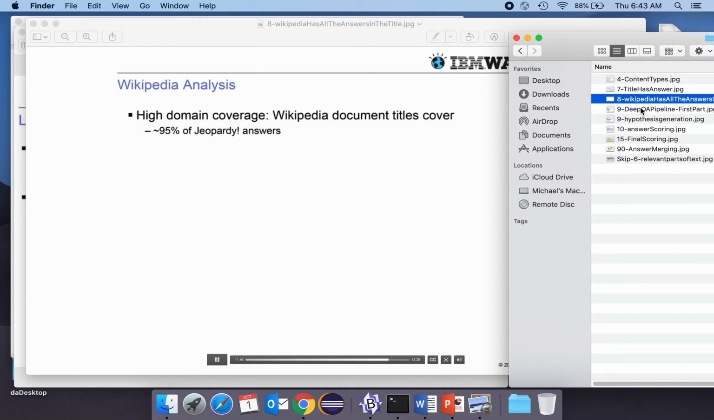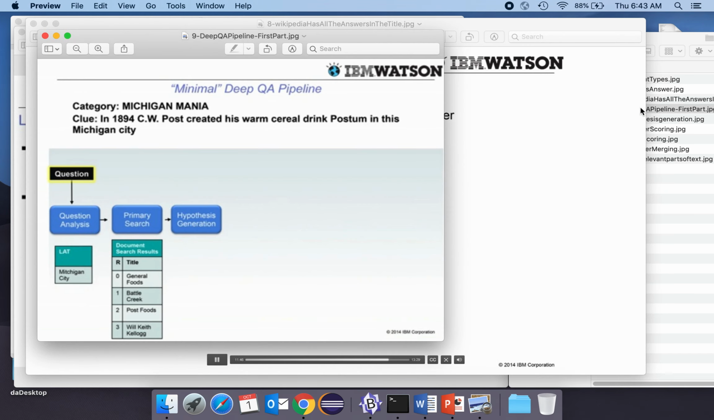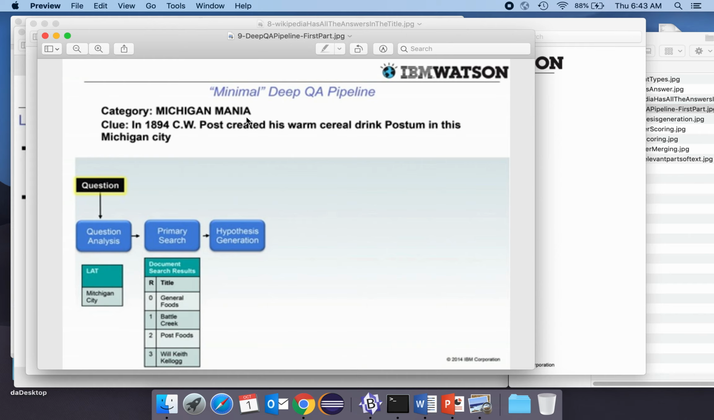So let me say a few things about some of the processing that is going on. Here's an example of a clue. The category is Michigan Mania. And the clue is, in 1894, C.W. Post created this warm cereal drink, Postum, in this Michigan city. As I mentioned before, the first thing they try to figure out is, what does Alex Trebek want to know? And what's the lexical answer type? They were able to determine that the lexical answer type is not just a city, but a Michigan city.